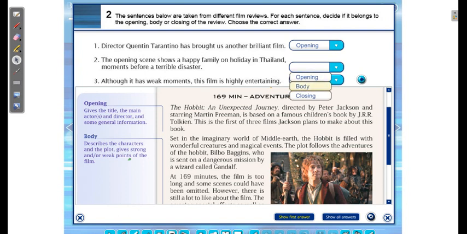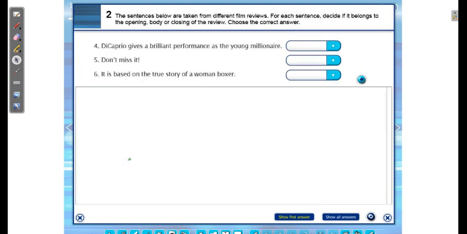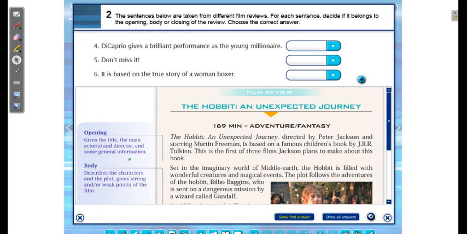Yes, probably in the body. "Although it has weak moments, the film is highly entertaining." How about this? Where would you place this information? In the closing, maybe. Yes. "DiCaprio gives a brilliant performance as the young millionaire." Where would you place this information? We're talking about actors, we're talking about performance. So opening, no. Closing, no. So it will have to go in the body, yes.